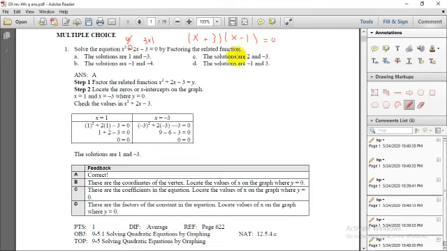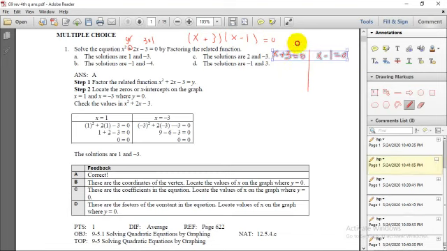Do you remember how to solve it? We're going to take each bracket and equal it to 0 and find the value of x. So I'm going to divide my paper into two parts. In the first part, x plus 3 equals 0, and here x plus minus 1 equals 0.